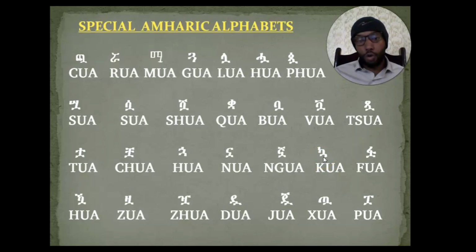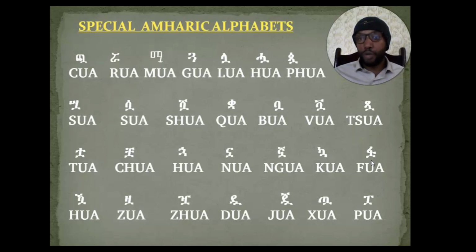The other one, this special Amharic alphabet, is called Kwa. And Kwa comes from the basic Amharic alphabet called Ka. We have said that there is a basic Amharic alphabet called Ka. So this special Amharic alphabet called Kwa comes from Ka. And this special Amharic alphabet is called Fwa. And this Fwa comes from the basic Amharic alphabet called Fa.